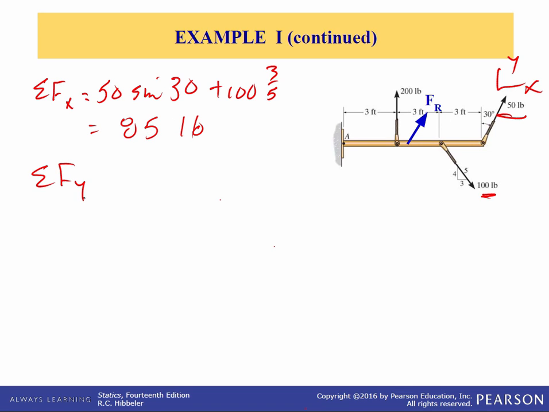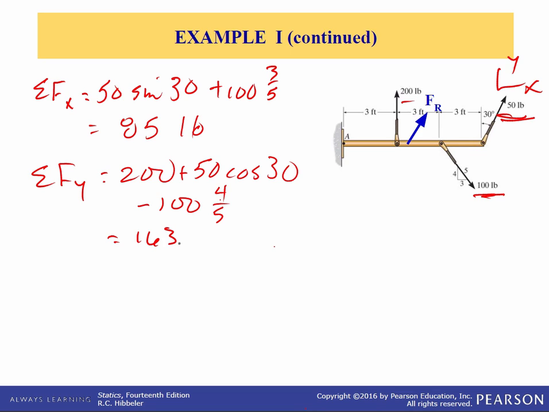Sum forces in the y direction, and that is equal to the 200-pound force you see here, plus the y component of the 50-pound force, which is positive, so it's 50 times cosine of 30. And then the component of the 100-pound force in the y direction is negative, so it's minus 100 times 4/5. And this equals 163.3 pounds.